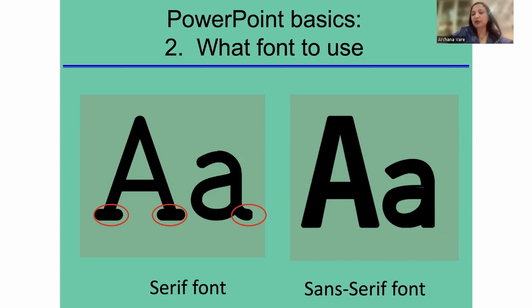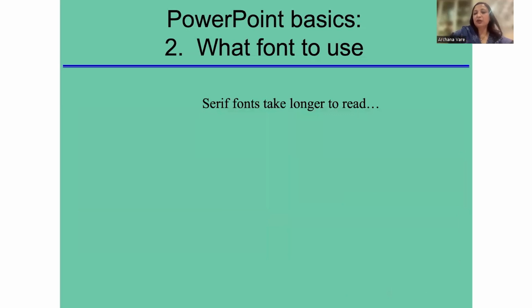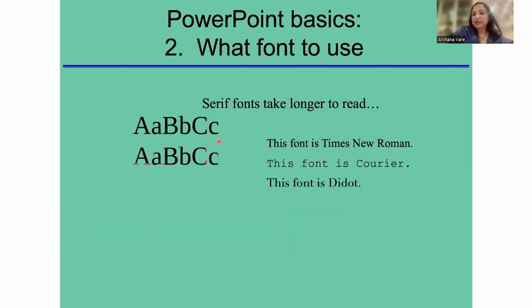Now, what are examples of the fonts? Times New Roman is an example of the serif font, whereas Arial is an example of the sans serif font. So serif font takes longer to read because of the structural details. These are the structural details which are present here. For example, Times New Roman, Courier, and Didot.